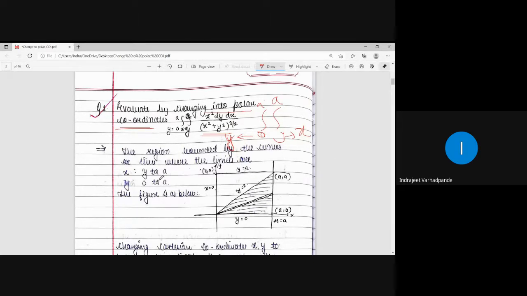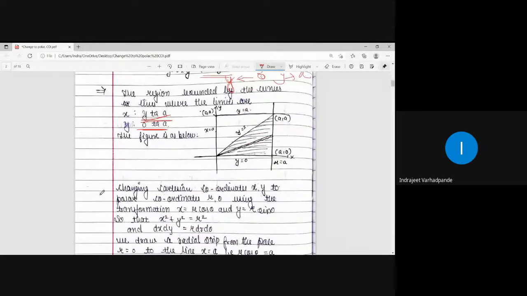So ultimately, the region is bounded by the lines x equal to y to a and y equal to 0 to a. Now my job is to draw the region. I draw the Cartesian coordinate system. Don't look at this particular figure; how it is generated, I am telling you now. X is moving from y to a. X equal to a is a line which cuts the x-axis at the coordinate a comma 0. So this is the line x is equal to a.